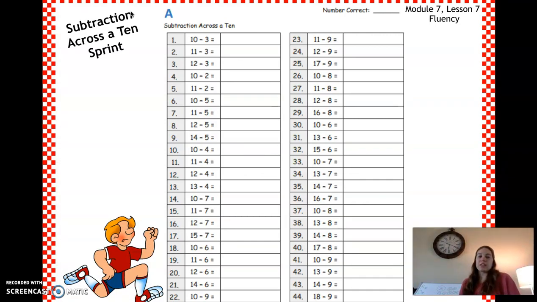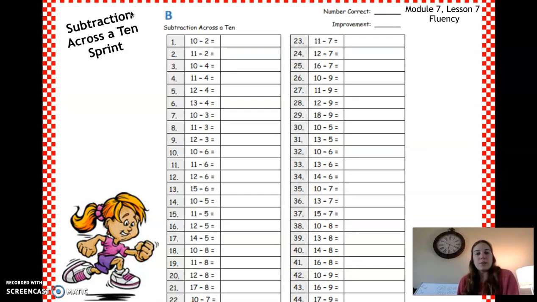Here's part A of our sprint. We're doing subtraction across a 10 sprint. So when you're ready, you can start your timer for 2 minutes, pause this video, and get started. When your timer goes off, your hand should go up, your pencil down, and get ready for part B. All right, good luck.